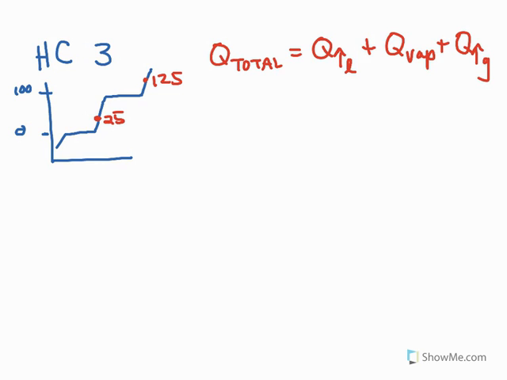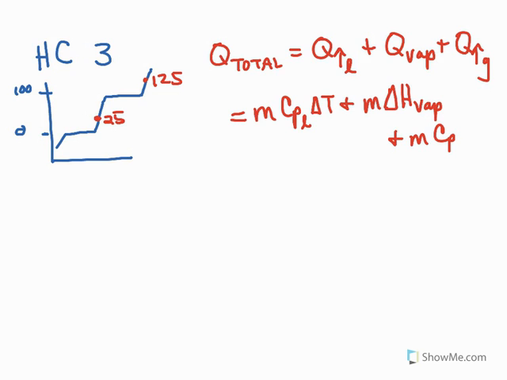Now, each of those Q's will have a value associated with it. The Q to increase the liquid is going to be mass, specific heat of the liquid, delta T of the liquid. The Q to vaporize is going to be the mass times the delta H of vaporization. And then the Q to heat the steam is just going to be mass times the specific heat of the gas times the delta T. Okay, so we're going to plug in some numbers.